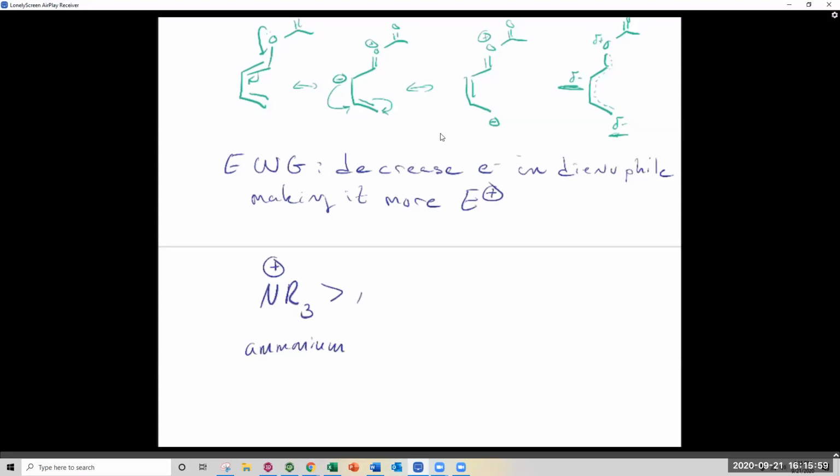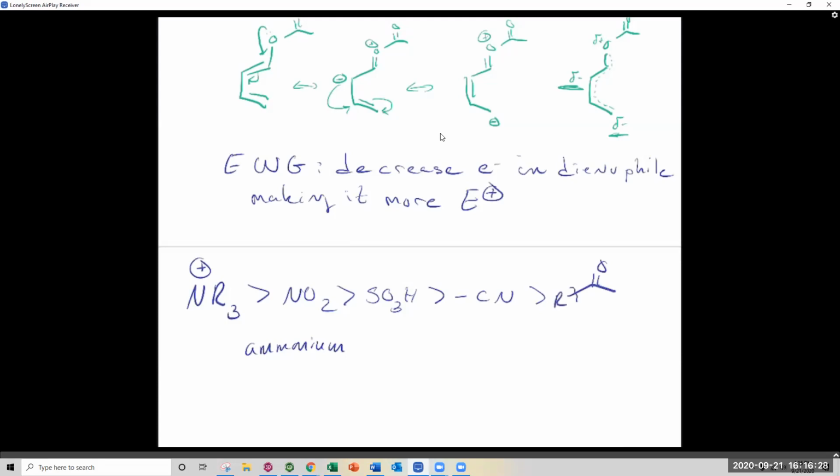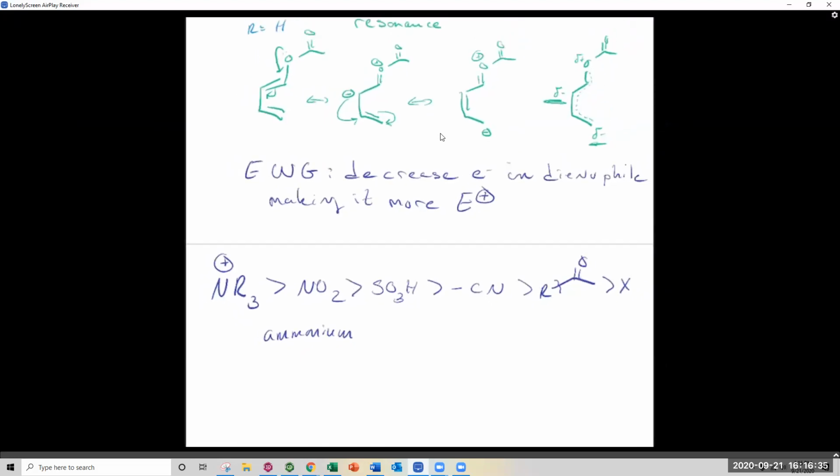Followed by nitro, followed by, I always forget about this one, sulfonic acid group, followed by a nitrile group, followed by, now this is important too, a carbonyl group, where the carbonyl is directly attached to the dienophile. And then of course the last one would be a halogen.